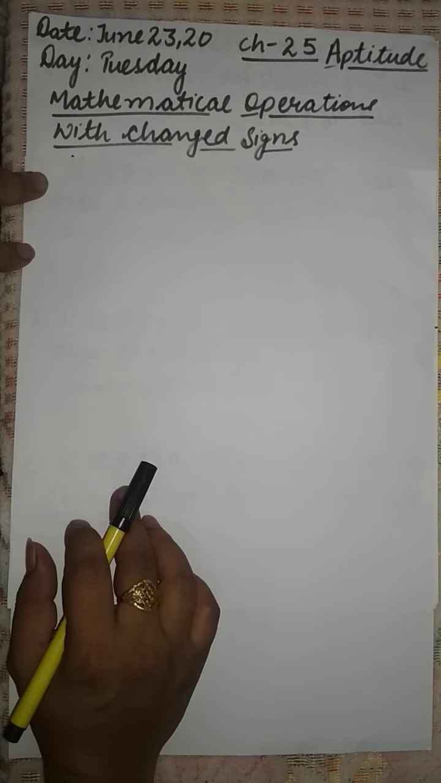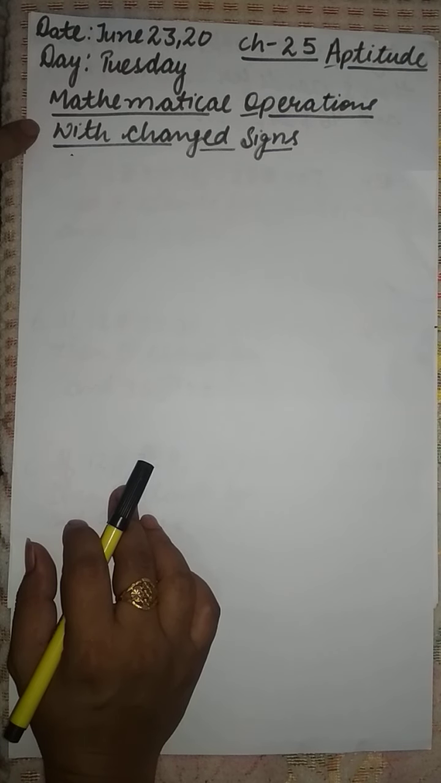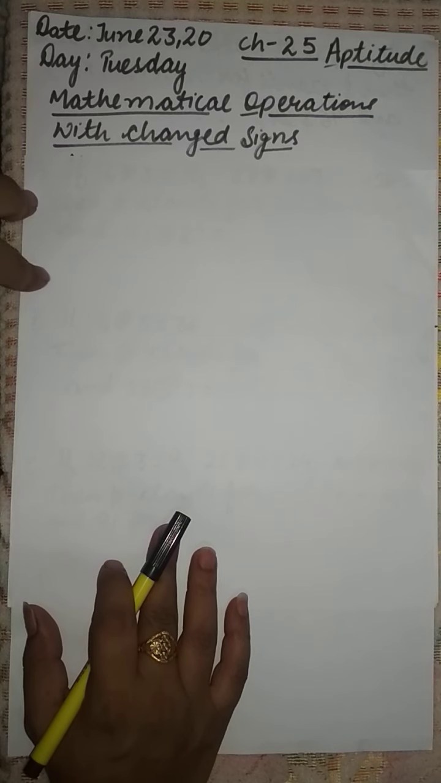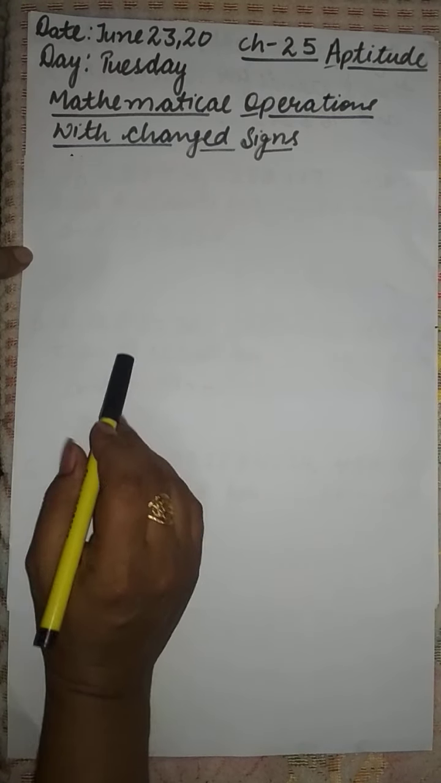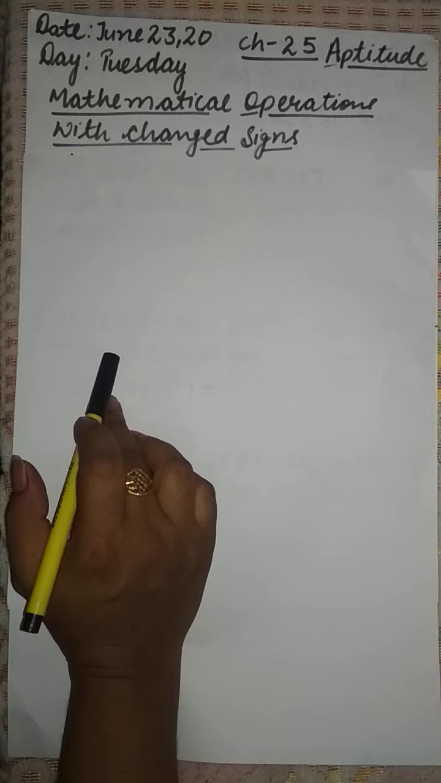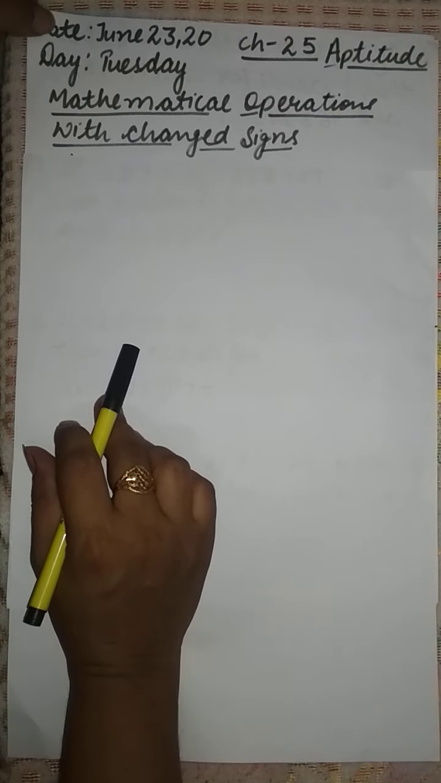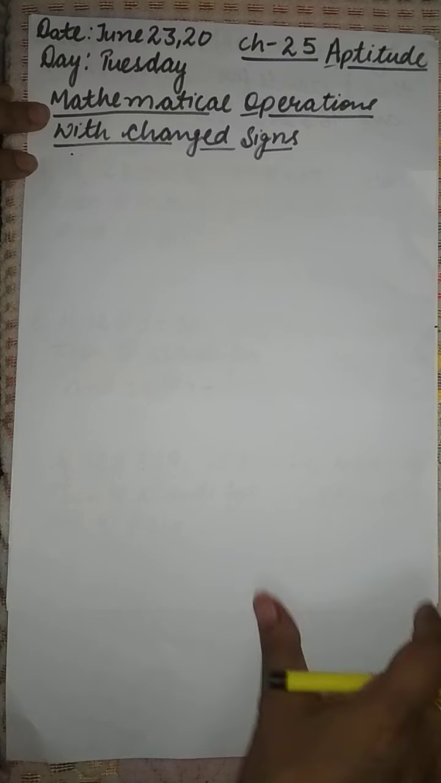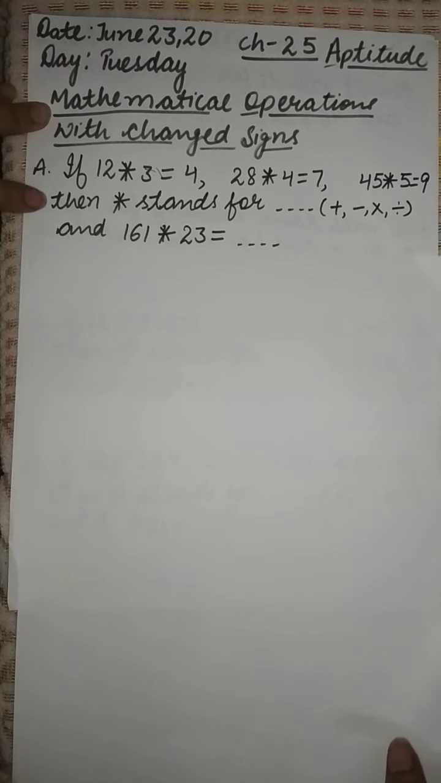Students, in this video we are going to continue with aptitude under quantitative aptitude chapter number 25. In chapter number 25 we have the topic of mathematical operations with changed signs. In this type of questions, some symbols are used to represent the mathematical operations. Here I am going to discuss what kind of questions there are.